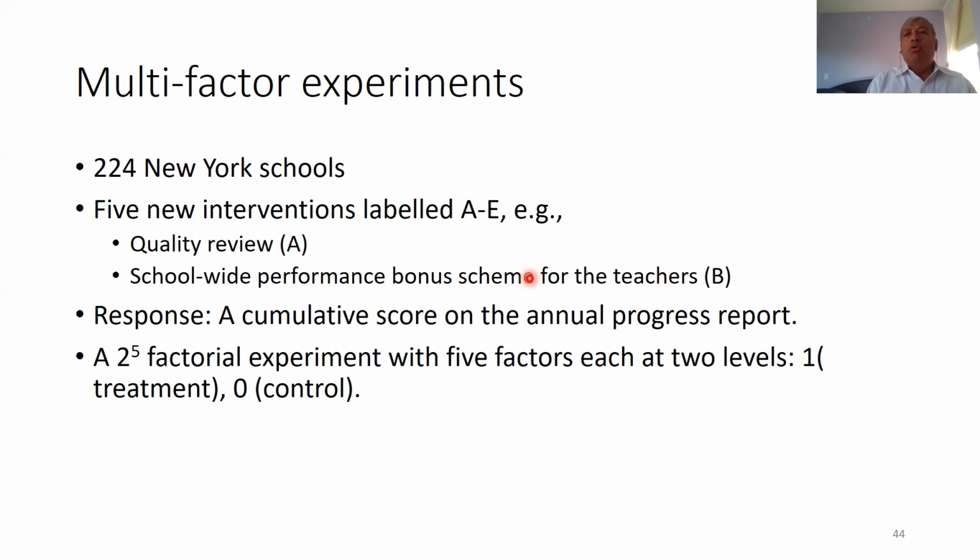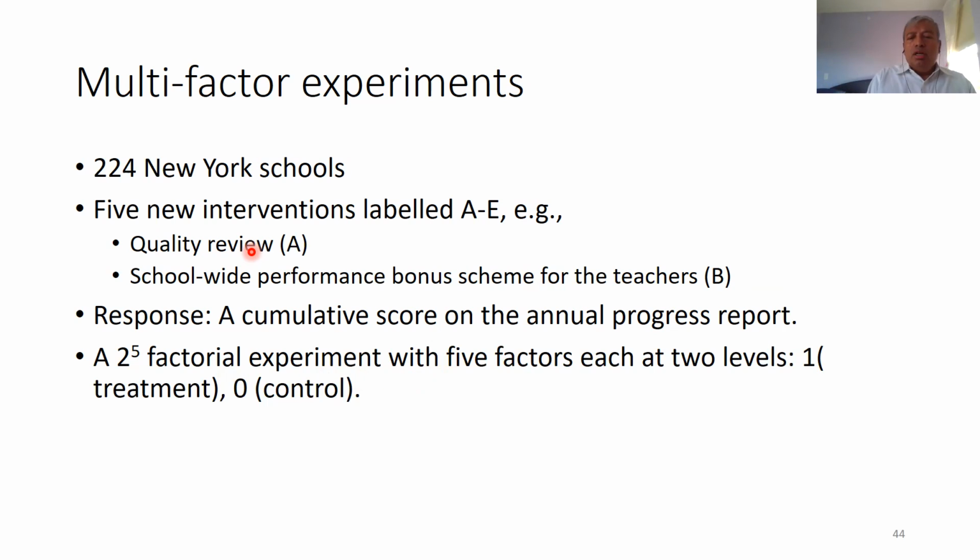So the school performance bonus was just one of these. The response was a cumulative score, as we mentioned. So this was in reality a 2 to the power 5 factorial experiment with 5 factors each at 2 levels, right? So this quality review was something like whether you would want a team of experts to come in and conduct a review for that particular school, whether that would improve the performance of the school.